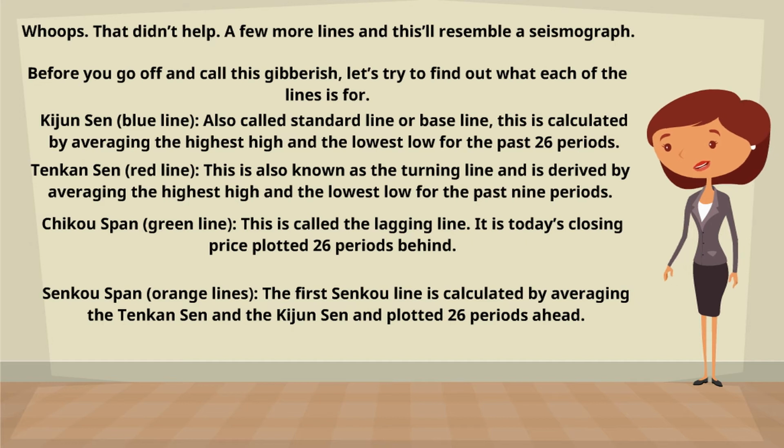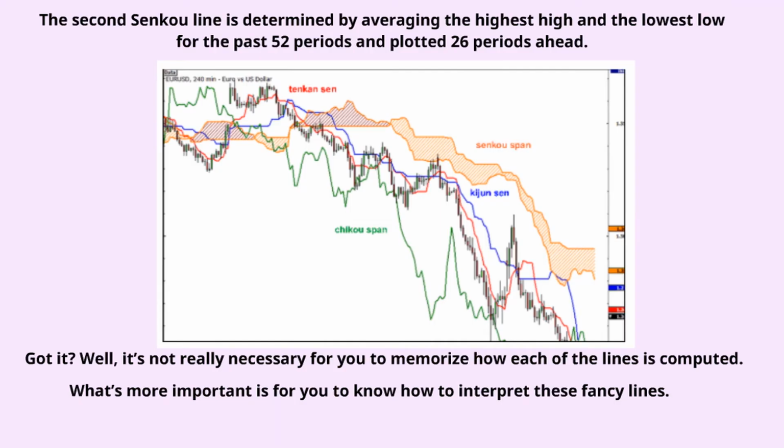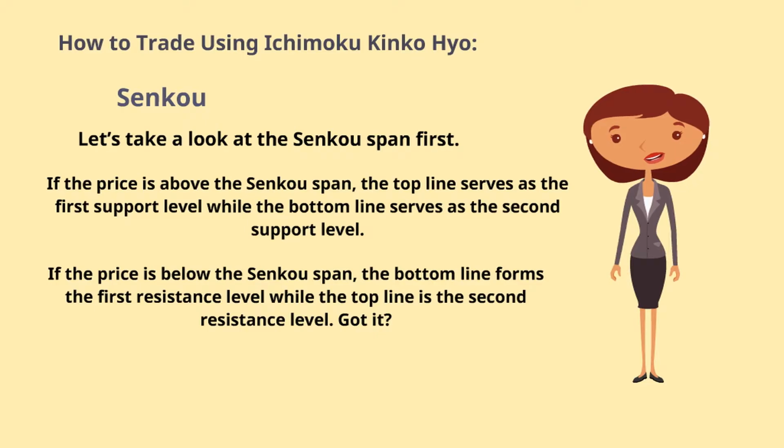Senko Span, orange lines. The first Senko line is calculated by averaging the Tenkan Sen and the Kijun Sen and plotted 26 periods ahead. The second Senko line is determined by averaging the highest high and the lowest low for the past 52 periods and plotted 26 periods ahead. Got it? Well, it's not really necessary for you to memorize how each of the lines is computed. What's more important is for you to know how to interpret these fancy lines. Let's discuss how to trade using Ichimoku Kinko Hyo.